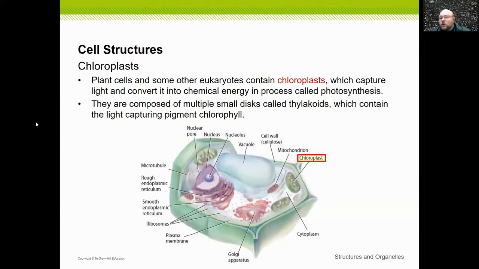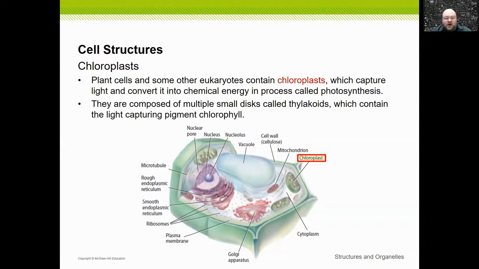Okay, next we have chloroplasts. This is another one of those organelles that are only in plant cells. Plant cells and some other eukaryotes contain chloroplasts, which capture light and convert it into chemical energy in a process that we call photosynthesis. I'm sure you've heard of photosynthesis before. We're going to get into that before too long. They are composed of multiple small discs called thylakoids, which contain the light-capturing pigment known as chlorophyll. Basically, chloroplasts convert sunlight into energy for the plant cell.